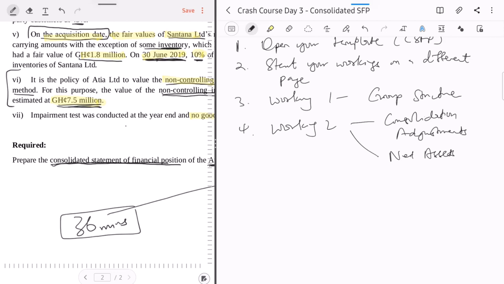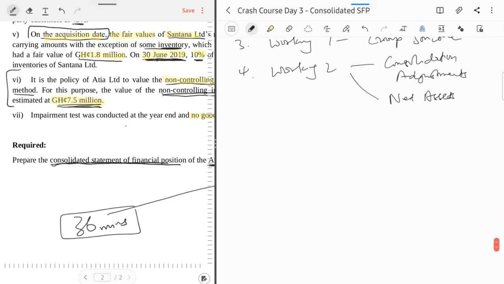Remember, I told you net assets is always prepared for the subsidiary or an associate if one exists, but never for the parent, right? How does it look like? We say what? Net assets. It will be at the date of acquisition and then what? CSFP date, right? So you put what?